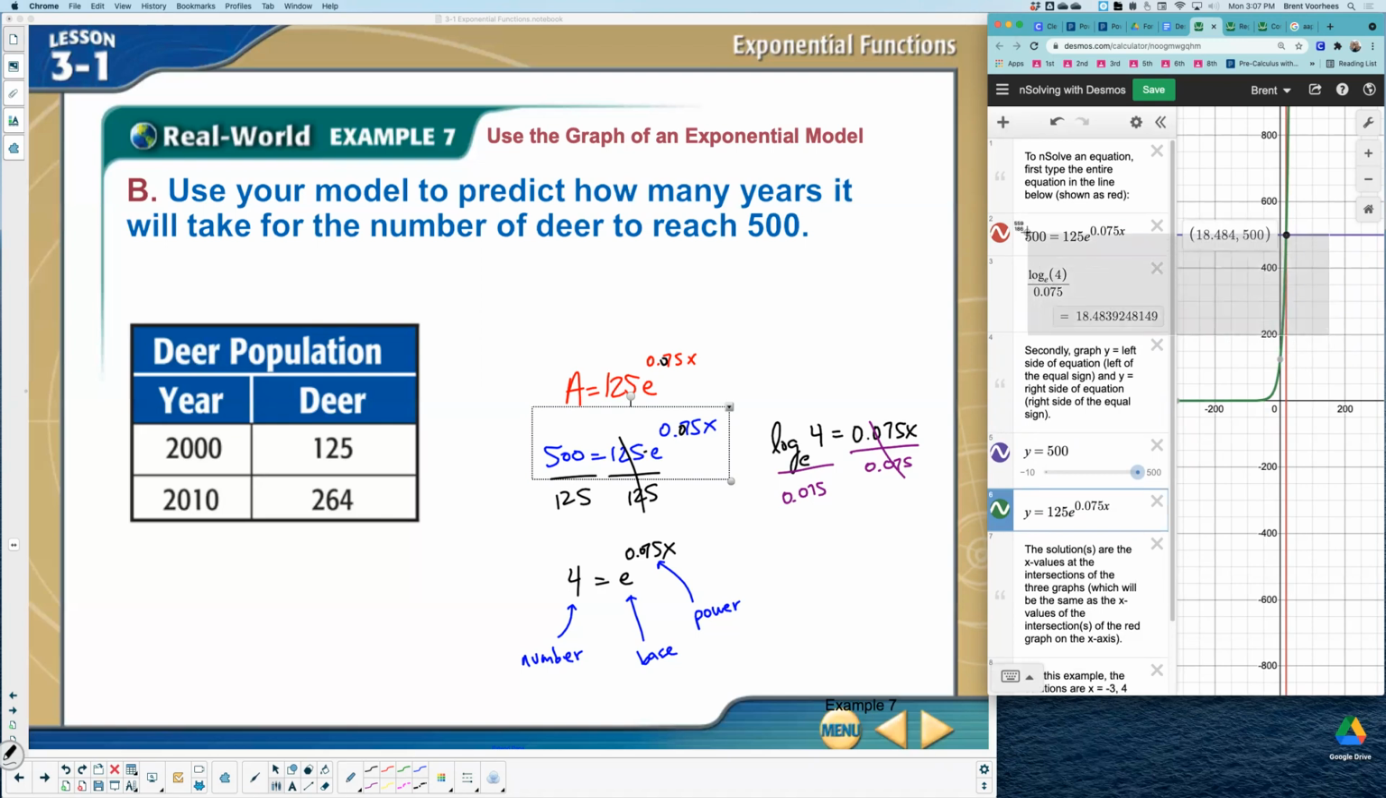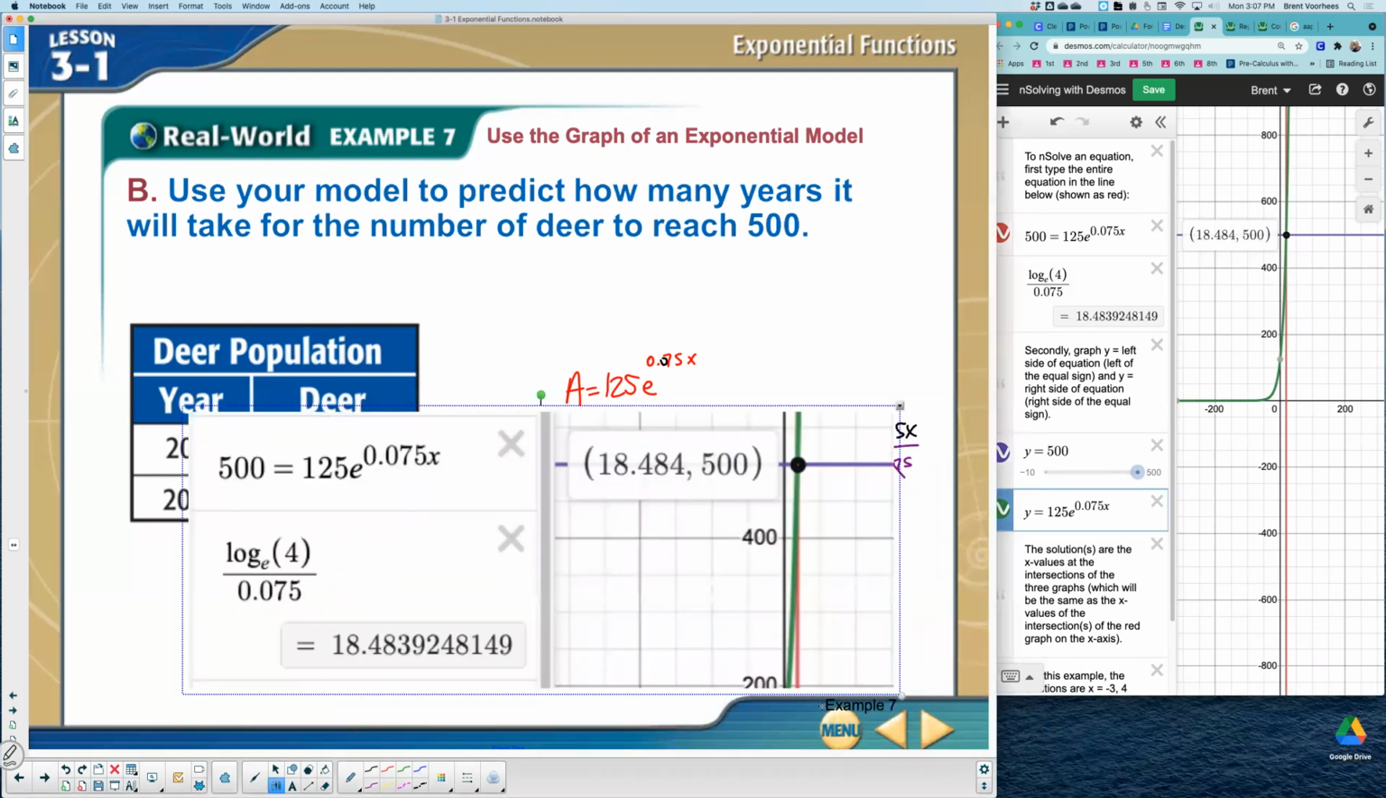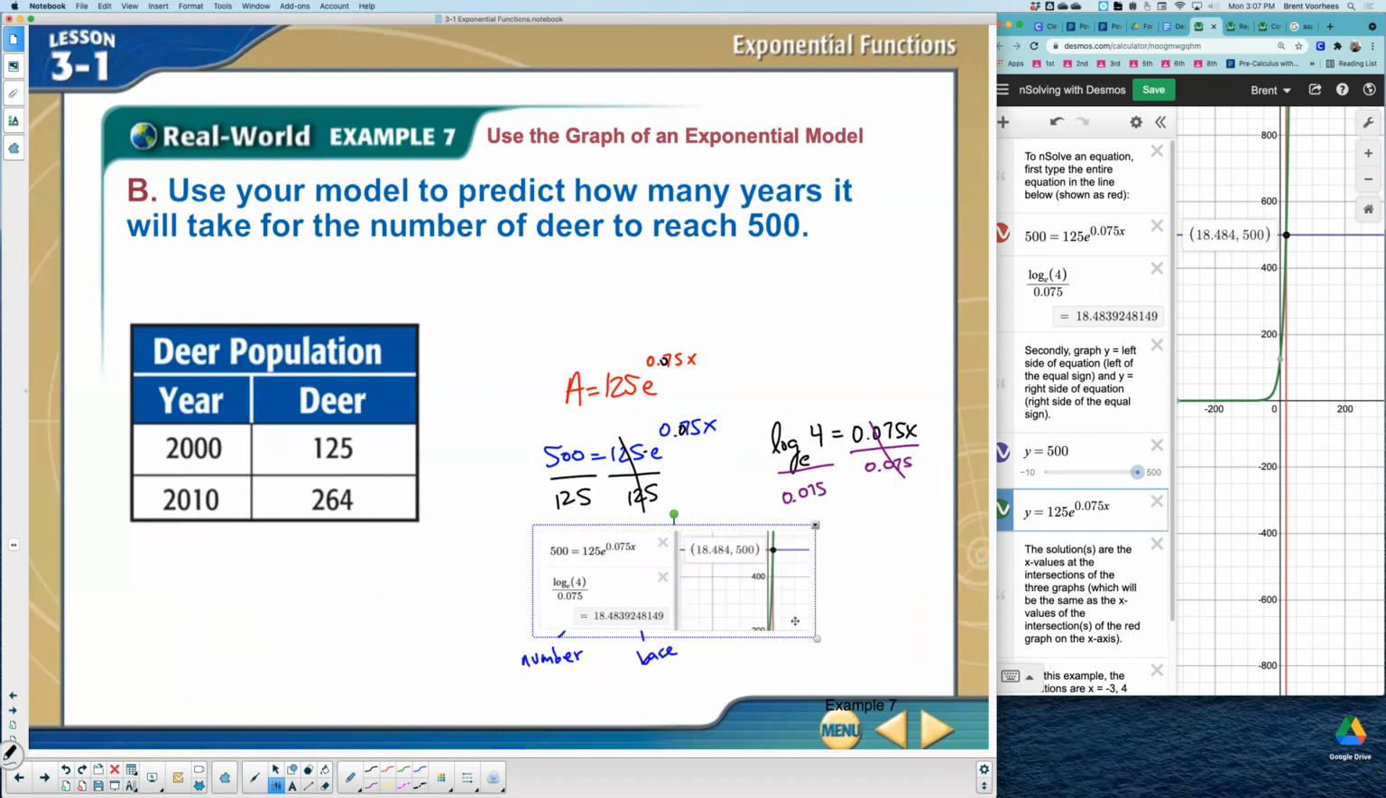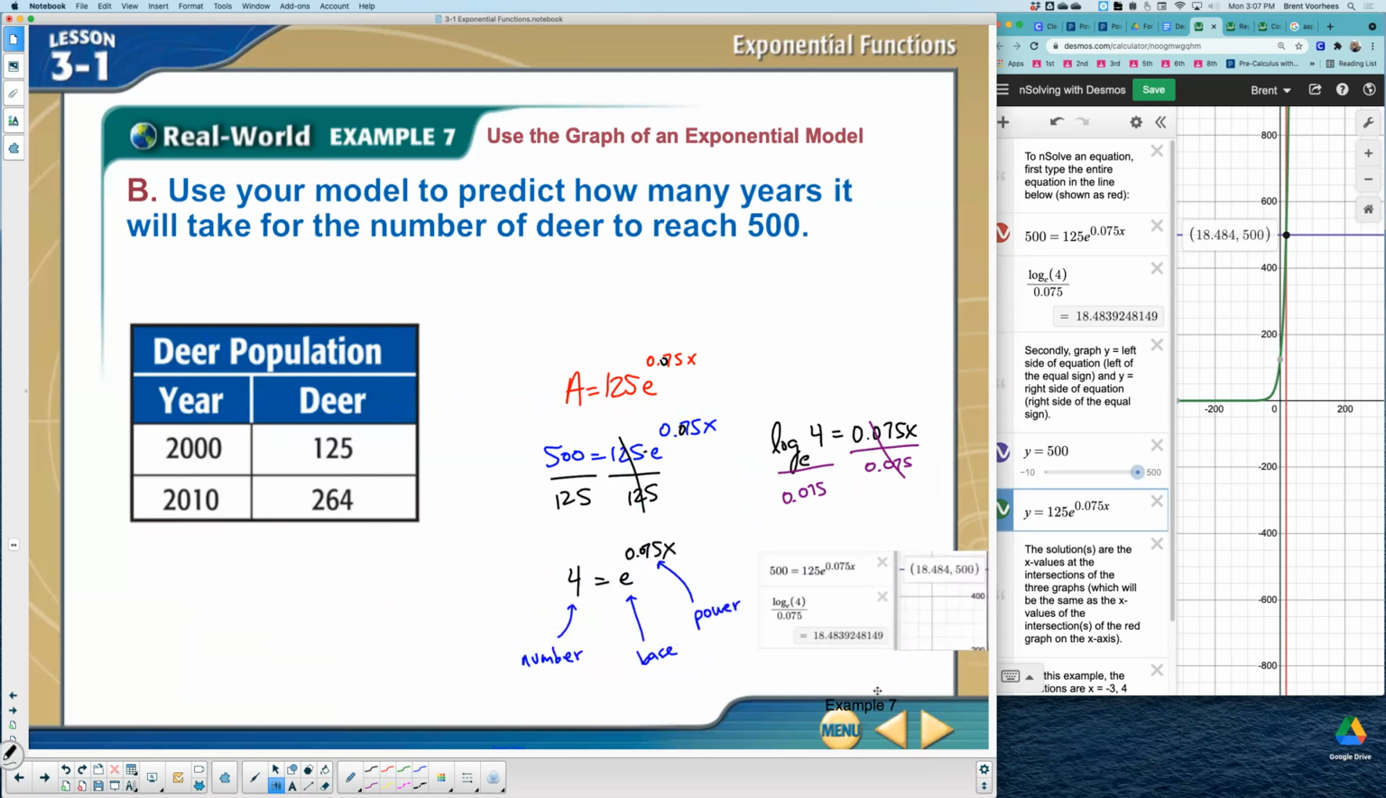So nsolve is telling us the answer is 18.5 years. Let me simplify that so you just see what I typed in. So approximately 18.5 years.